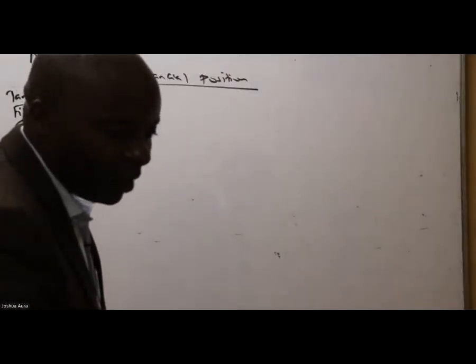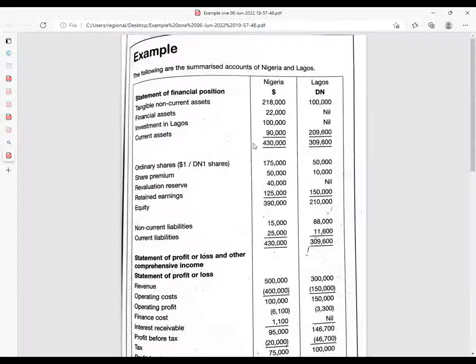Now, ladies and gentlemen, after that, I'll be having a section for the total assets. We have here total assets. And then from there we go straight away to the equity and liabilities. So for equity and liabilities, we start with share capital.